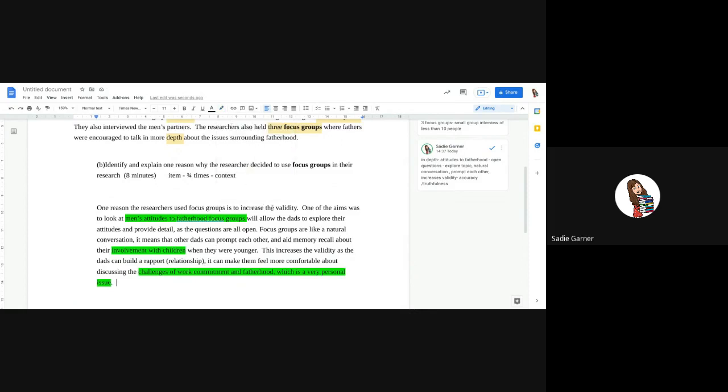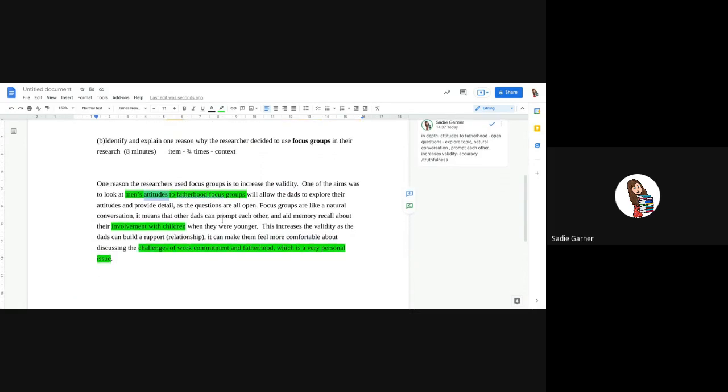Okay, one reason they used focus groups was to increase the validity. The aim is to look at attitudes, and a focus group will allow the dads to explore the attitudes and provide details as the questions are all open. They're like a natural conversation. It means the dads can prompt each other. They can aid memory recall about their involvement with their children when they were younger. And this increases the validity as the dads can build a rapport or relationship with each other. It makes them feel more comfortable about discussing the challenges of commitments of fatherhood, which is a very personal issue.